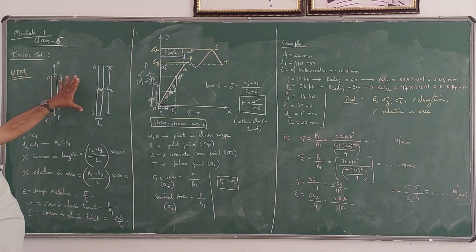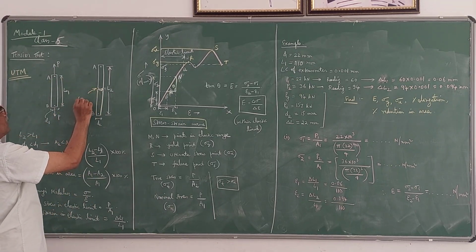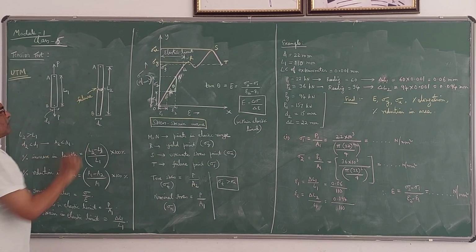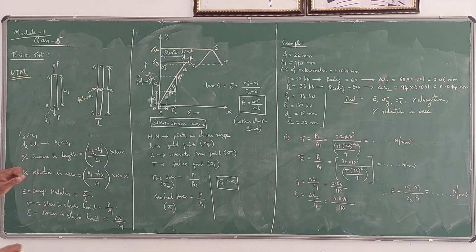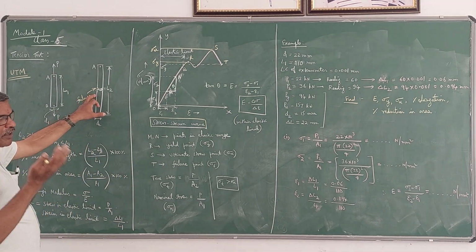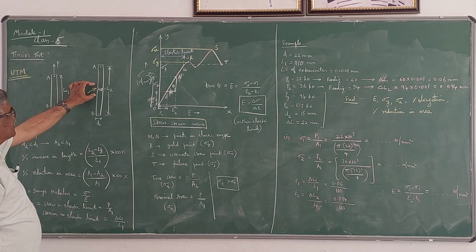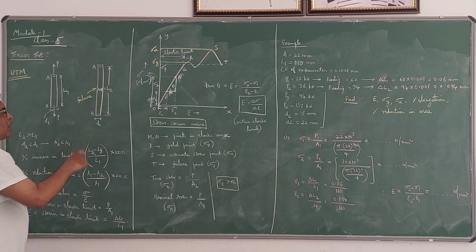So I have taken the final length till the failure. This is the failure of the specimen. Till the failure occurs, we are slowly increasing the load acting on the specimen, and at a certain point of time, failure takes place like this. You have to note down the length of that specimen at the time of failure, after failure.